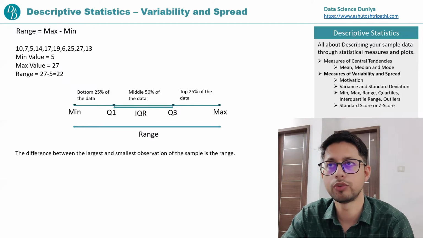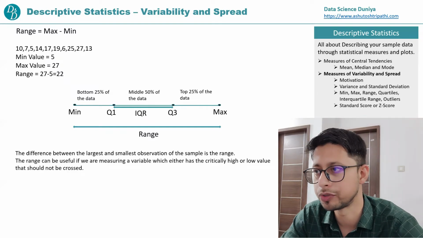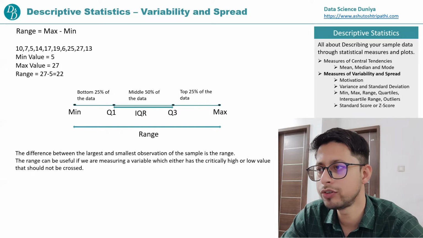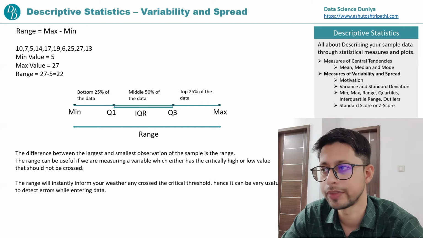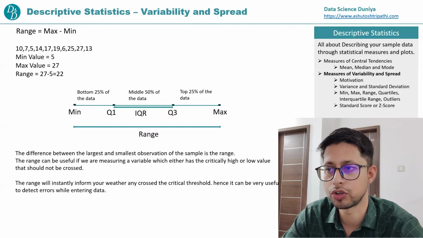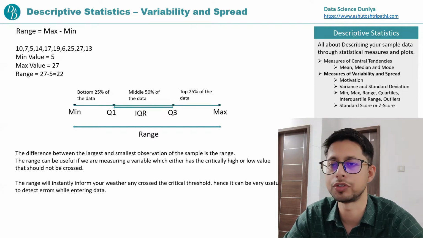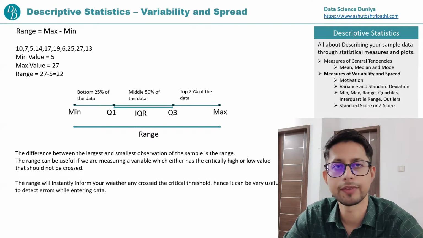Like for example, we want to replace that value with the correct value, right? So there are some methods. That's where the range helps you. Range can be helpful if we are measuring a variable which has either a critically high or a critically low value that should not be crossed. The range will instantly inform you whether any value has crossed the critical threshold. Hence, it can be very useful to detect errors while entering the data, right?